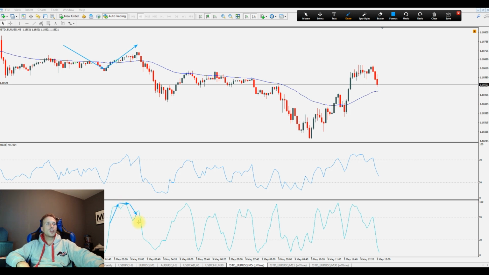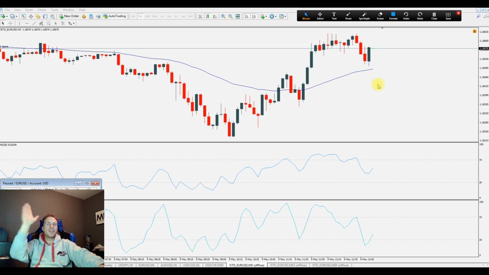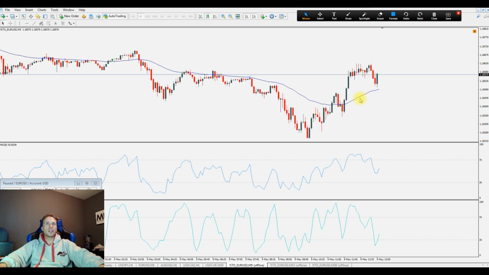Notice how the stochastics perfectly crosses over as well on the pullback. Price trends down, pulls back. Notice how the stochastics perfectly crosses over again on the pullback. Okay, so this is how I would use the stochastics on this occasion to get into a trade. Notice we've now pulled back to this area, so I'm just going to click next bar. Okay, this is now my entry point in this trade.